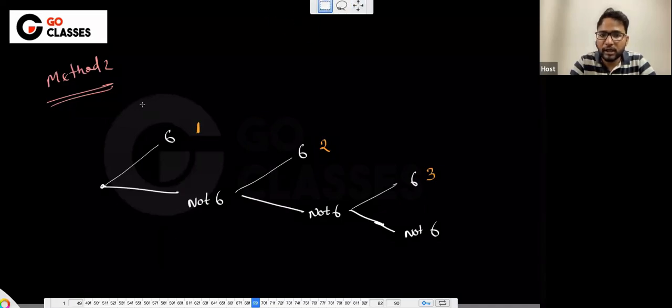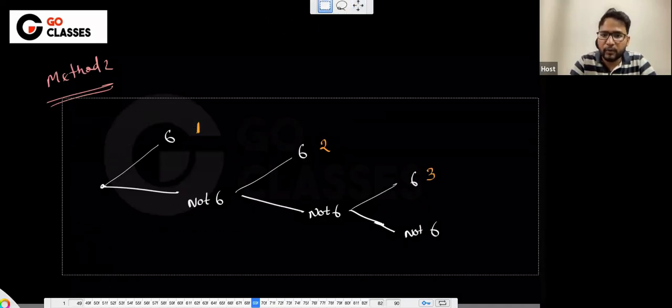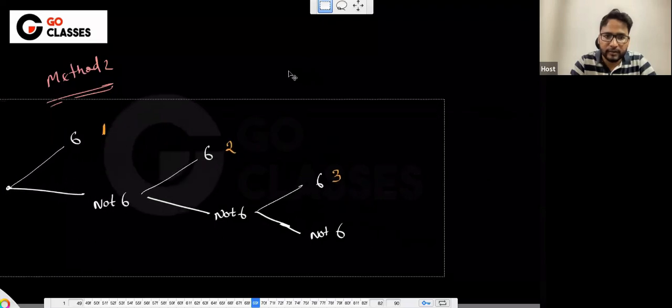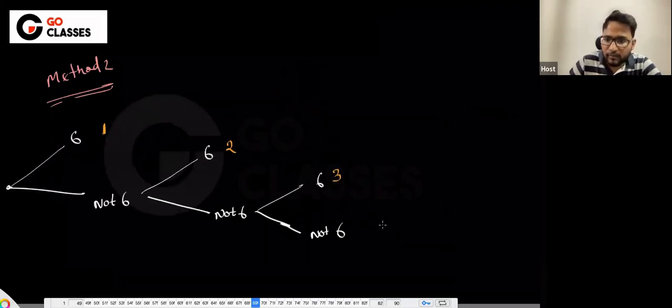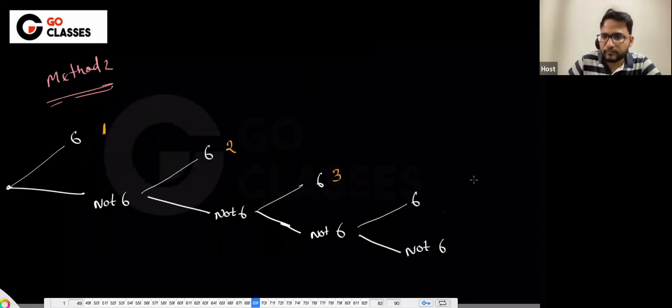I can grow this tree to infinity, right? I can keep on rolling. Obviously, it will be infinite. So let me draw this till infinity, which means either 6 will come or 6 will not come. So I will say 6 will come or 6 will not come. Which means here I will say the 4 rolls.